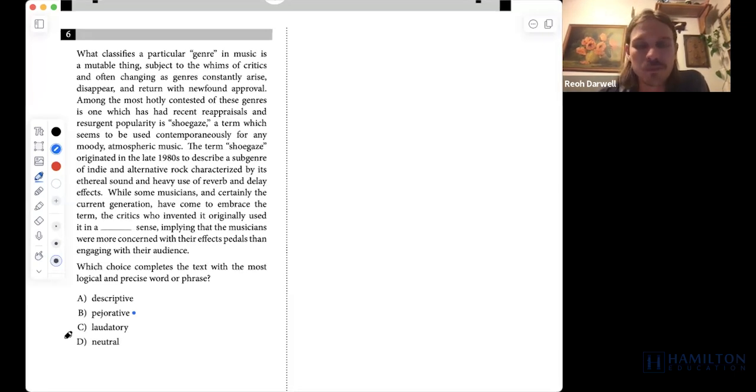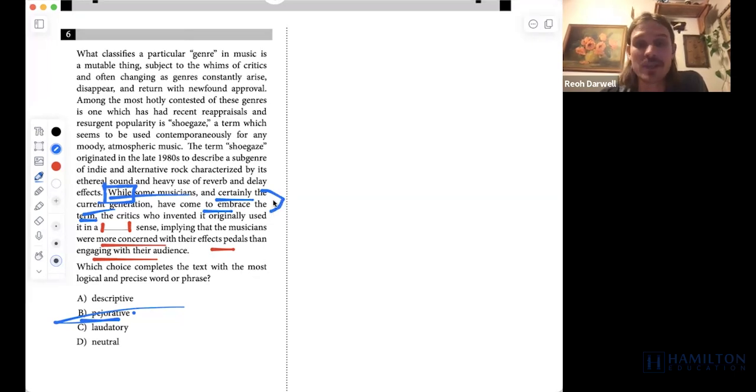Okay, so how can we tell that pejorative is the correct word here? Right, so here we say, while some musicians, and certainly the current generation, have come to embrace the term. So this while is really important. While some embrace it, the critics who invented the term used it in a certain sense, implying that the musicians were more concerned with their effects pedals than engaging with their audience. Okay, now this active embrace with the while in front of it needs to contrast with something, right?